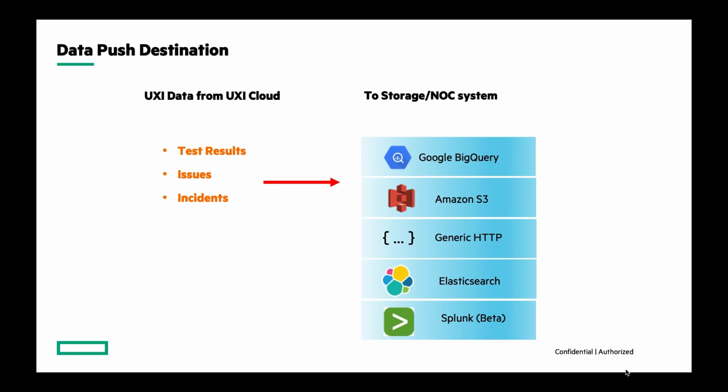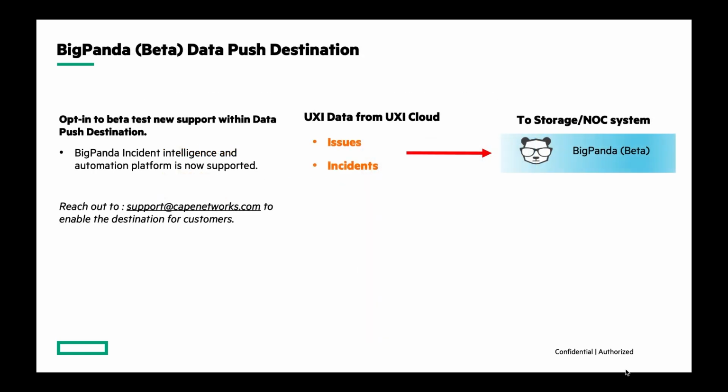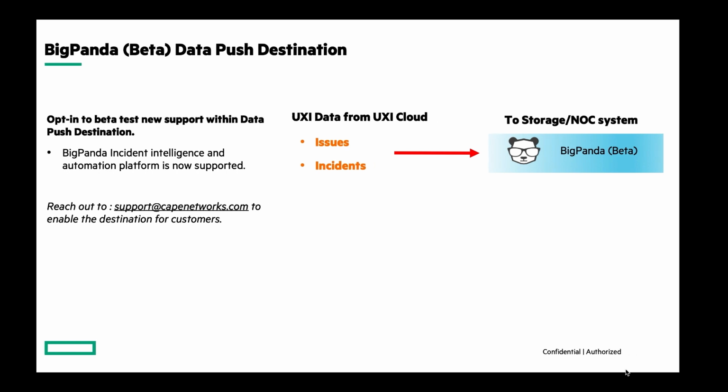So all these three types of data, you can export it today in Google BigQuery, Amazon S3, Elasticsearch, Splunk, or perhaps ServiceNow using generic HTTP endpoint or Sumo Logic. So we have added this new one, which is Big Panda, which is currently in beta. So you can reach out to our support team and request for this option. What it does is basically allow you to export issues and incidents in the Big Panda instance.